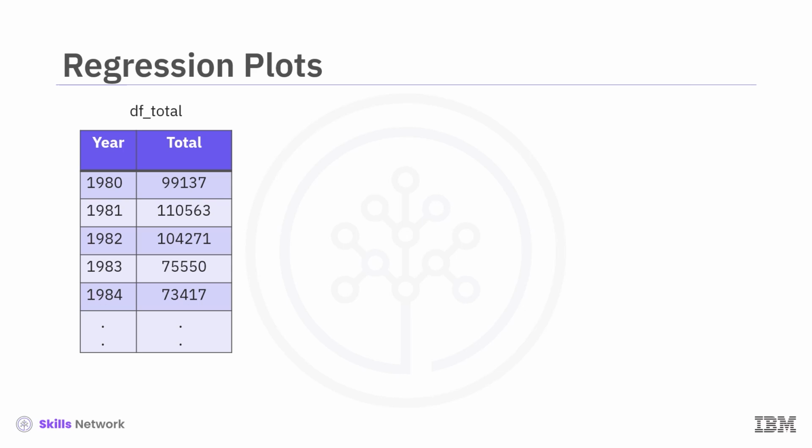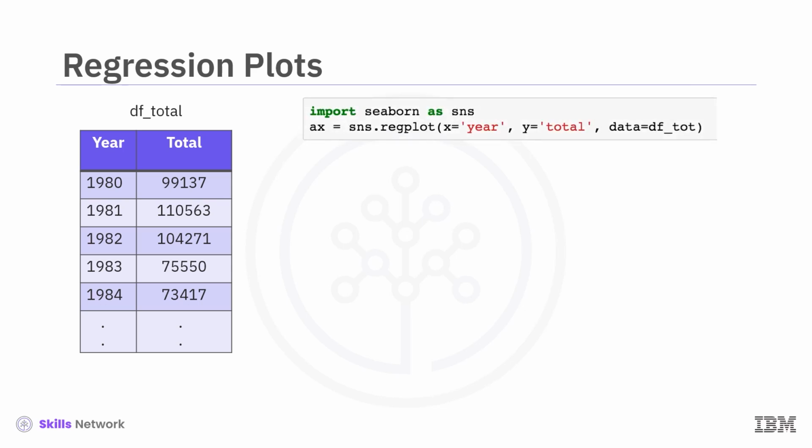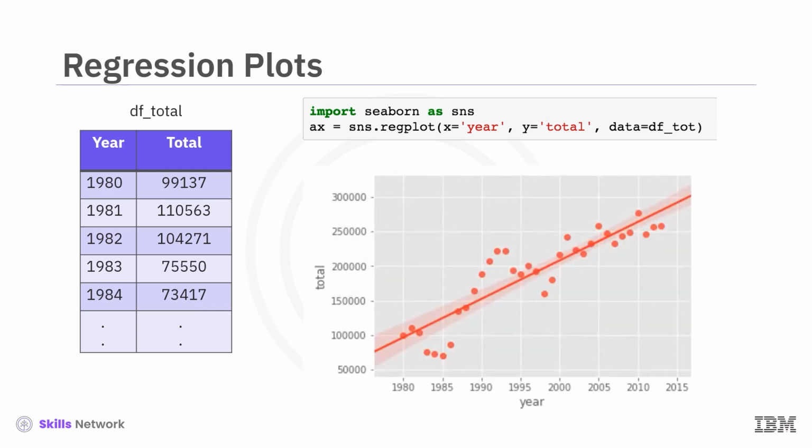With Seaborn, you can do all this with one line of code. We first import Seaborn, and let's import it as sns. Then we call the Seaborn regplot function.